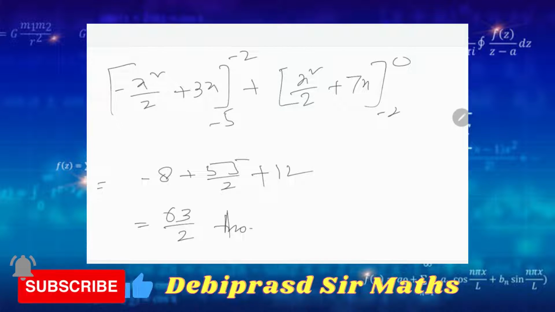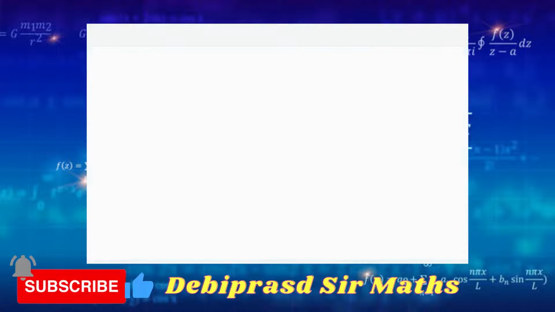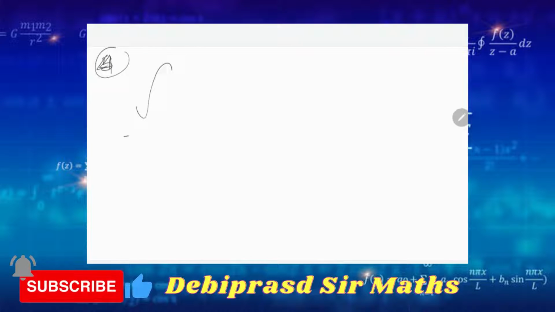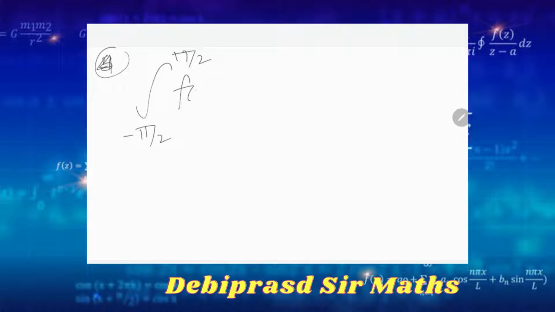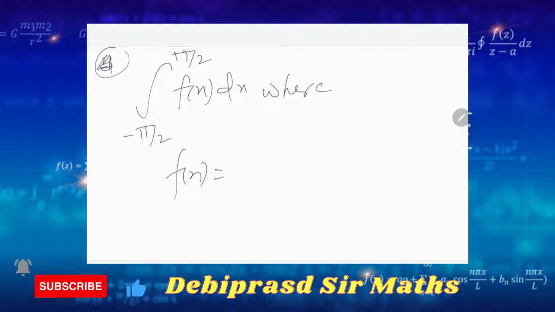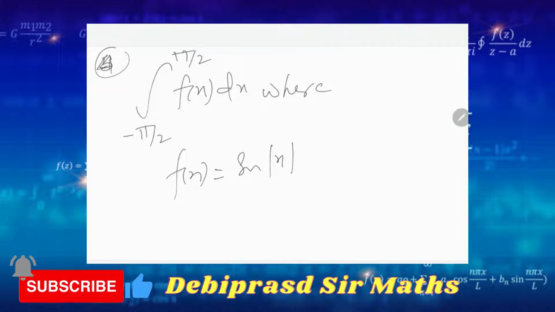Now we will shift to selected sum number 4. Integral from minus pi by 2 to pi by 2 of f(x) dx, where f(x) is equal to sin mod x plus cos mod x. You have to solve this sum.